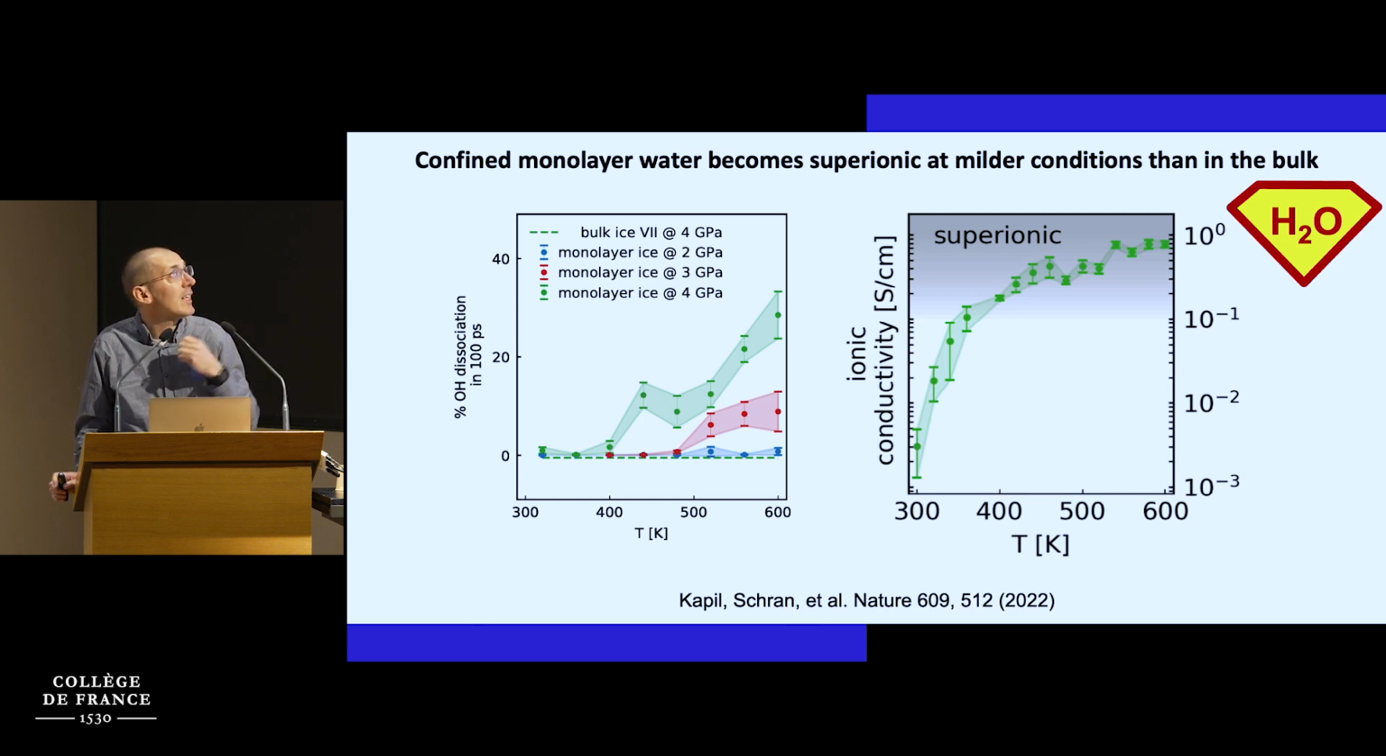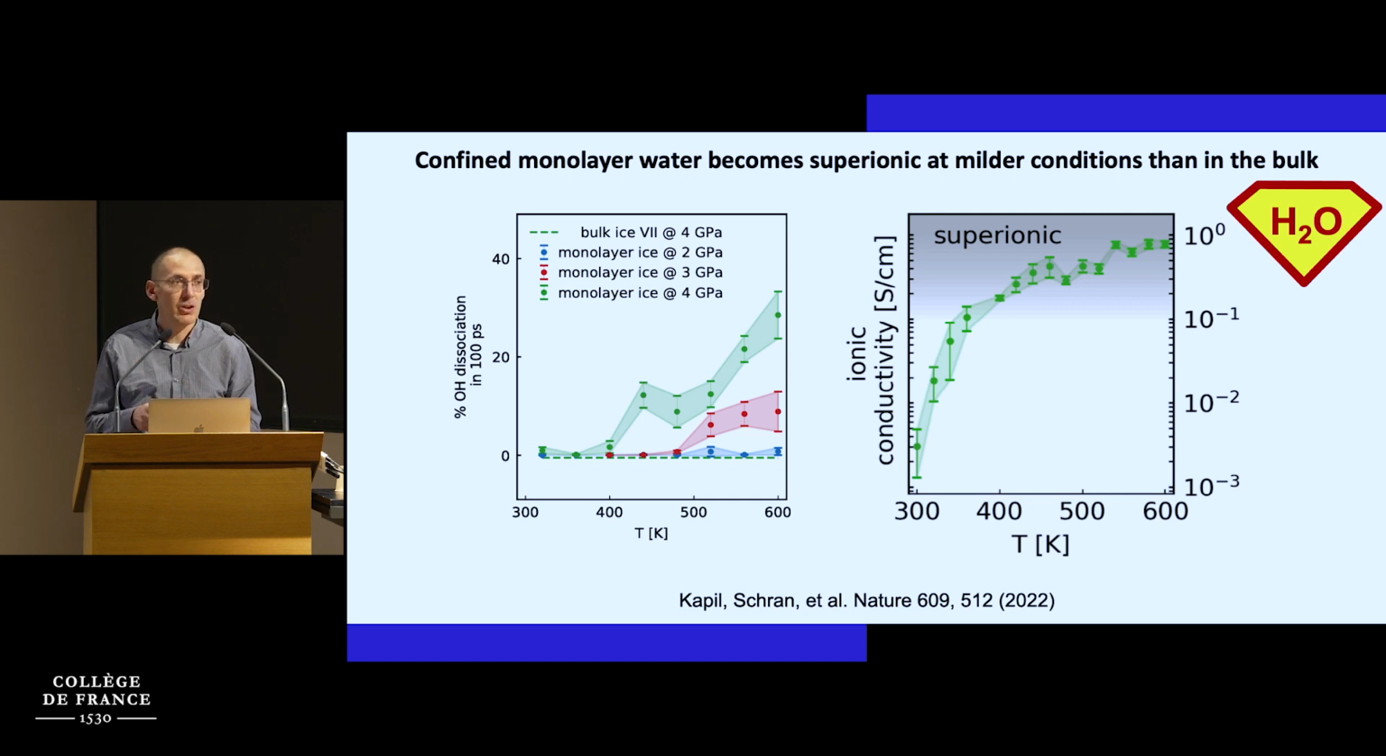The second thing is, why does it become superionic at milder conditions? Why does it become superionic more readily under nano confinement? That's a rather disappointingly simple explanation. It just comes down to the geometry. When we have our broken hydrogen bonds, our dangling hydrogen bonds, this enables the water molecules to come closer together. So for a given increment of applied pressure, water molecules under nano confinement are closer to each other.